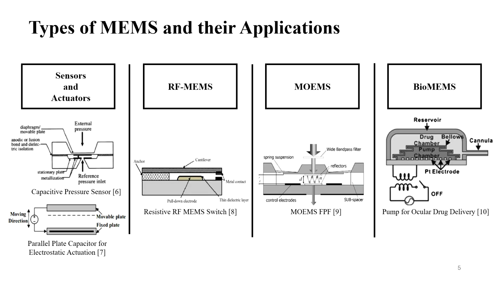MEMS types include sensors, actuators, radio frequency MEMS, micro-optoelectromechanical systems, and bioMEMS. Examples range from capacitive pressure sensors and electrostatic actuators to radio frequency switches and drug delivery systems. Each type integrates mechanical and electrical components at the microscale.